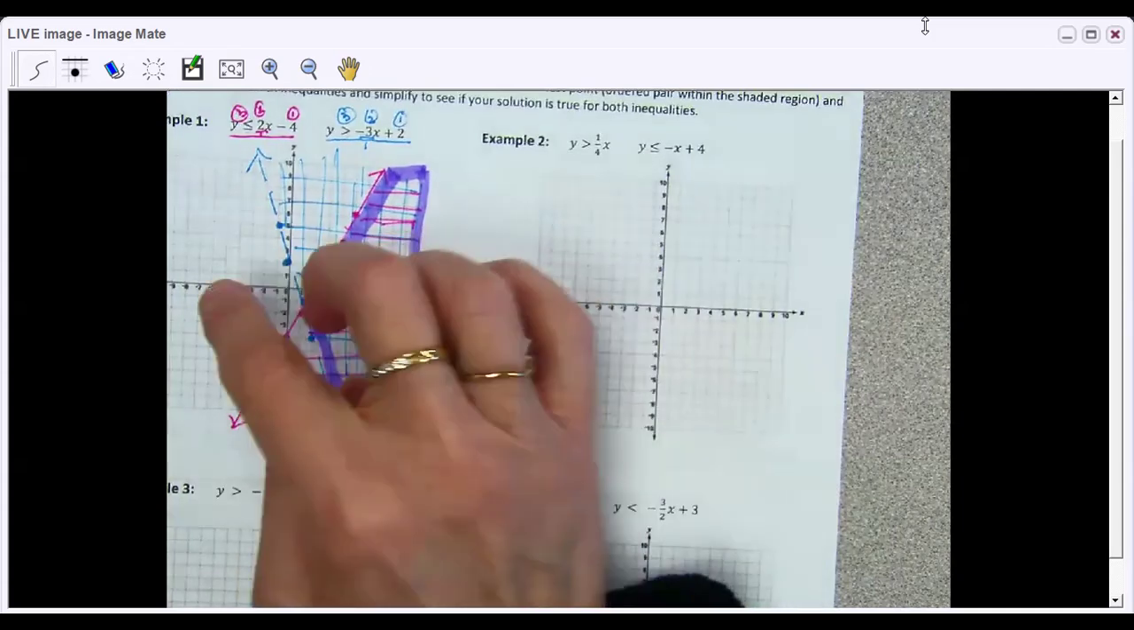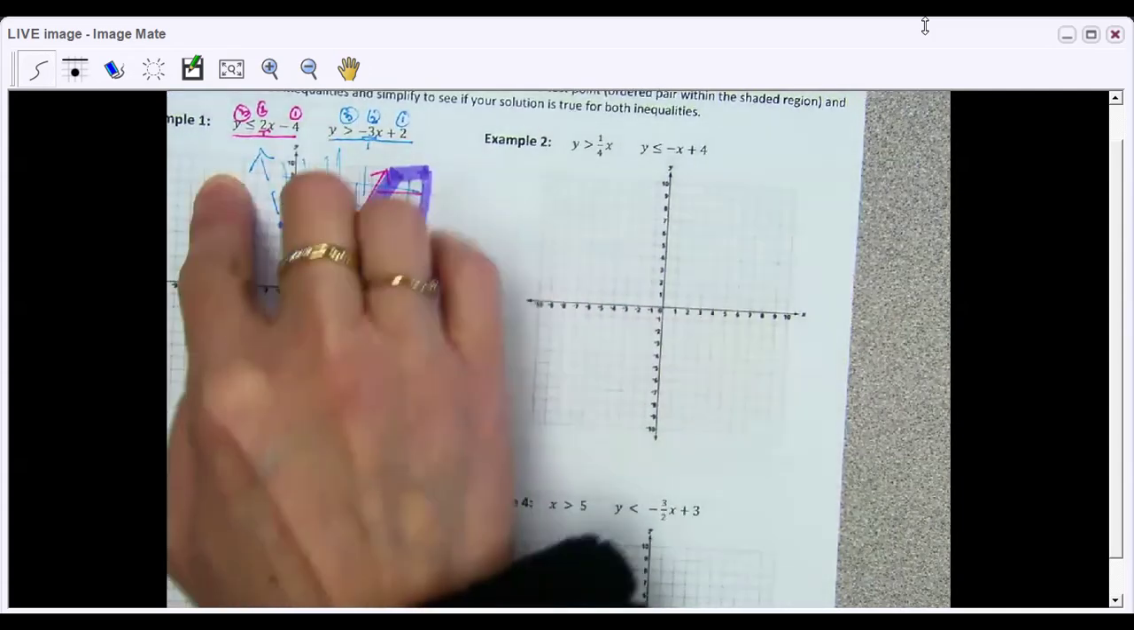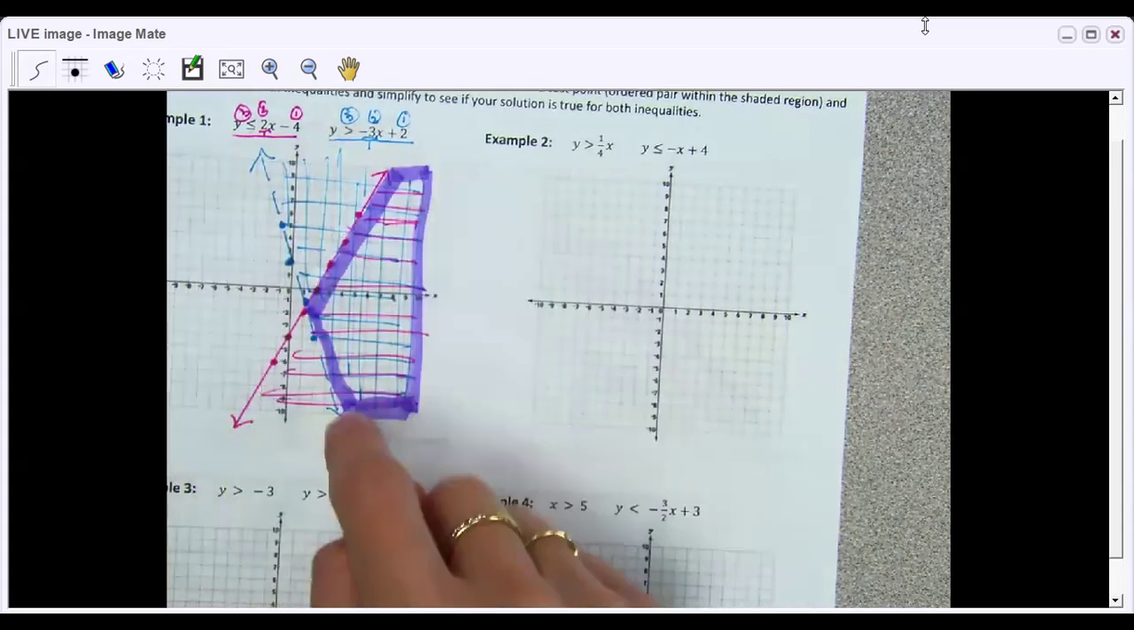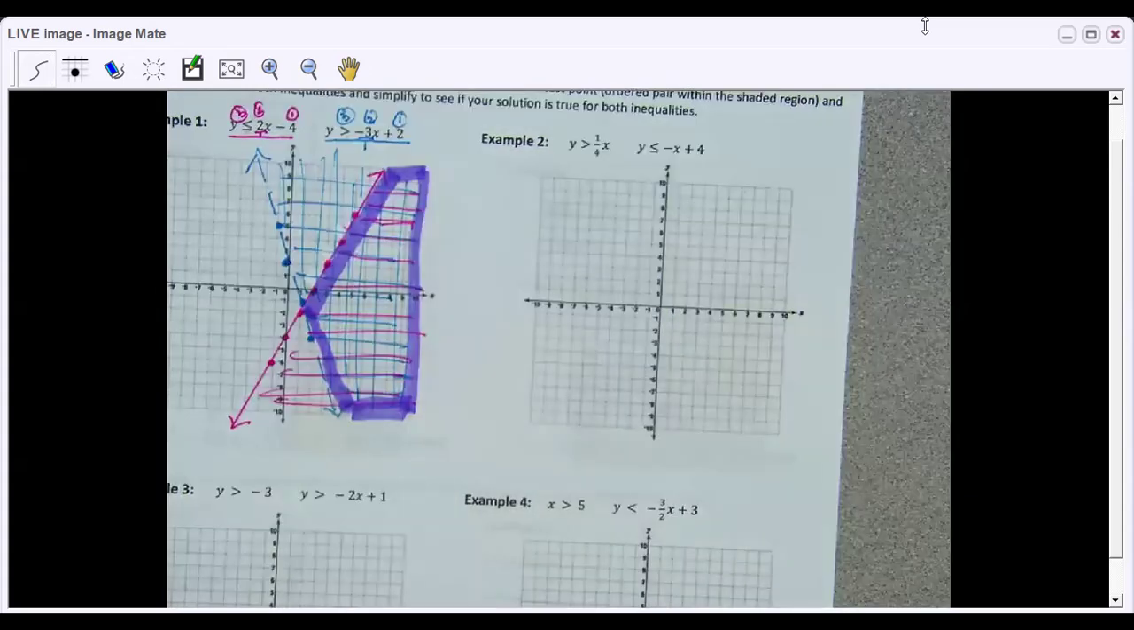Yeah. And here in the blank section, this would not be true for either one. So if you were to plug those in, that's how that would work.